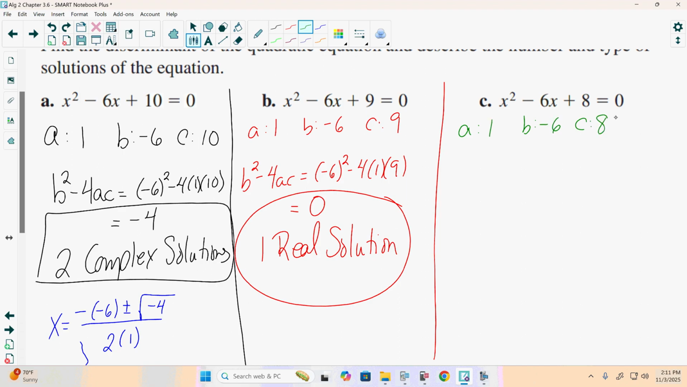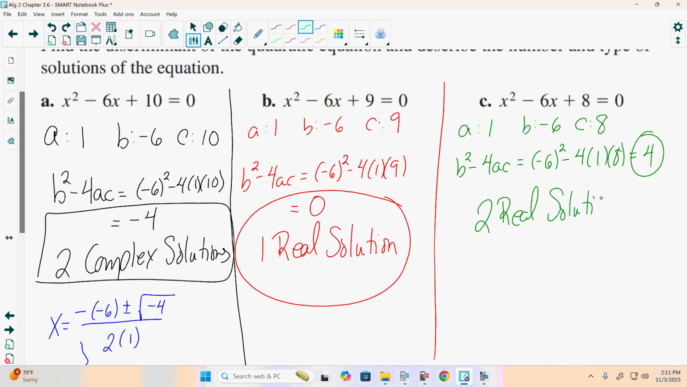All right, guys. The next one, x squared minus 6x plus 8. A is still 1, b is still negative 6, but this time c is 8. b squared minus 4ac: negative 6 squared minus 4 times 1 times 8. The next thing we would need to do is plug that into the calculator. And it tells us that it is 4, which would be 2 real solutions.